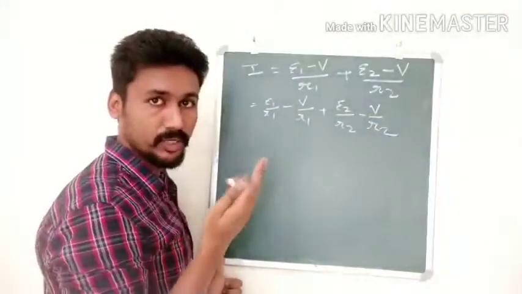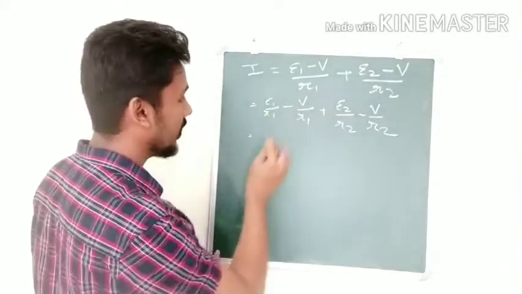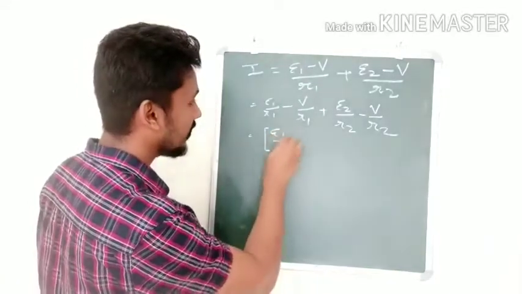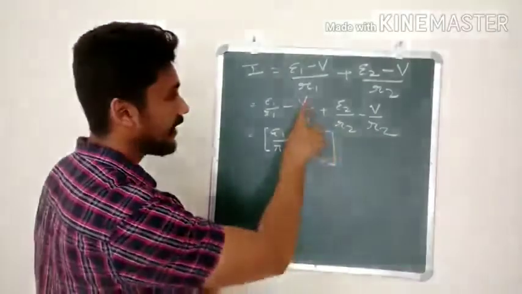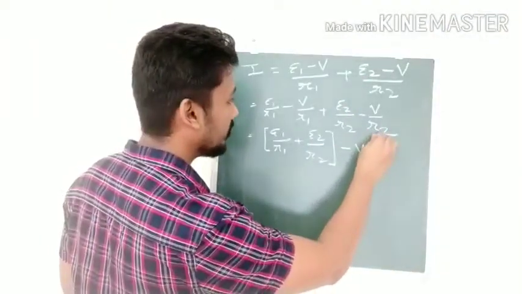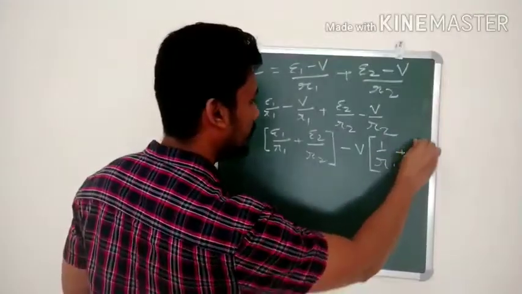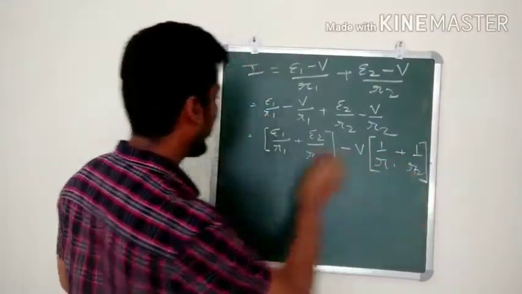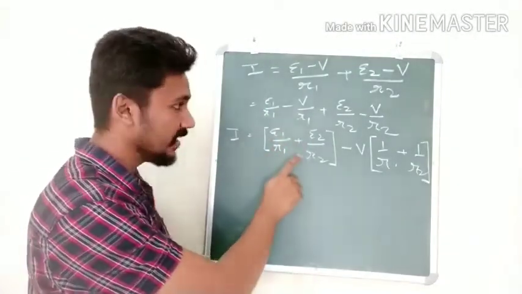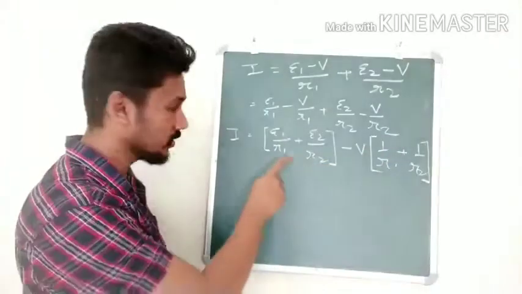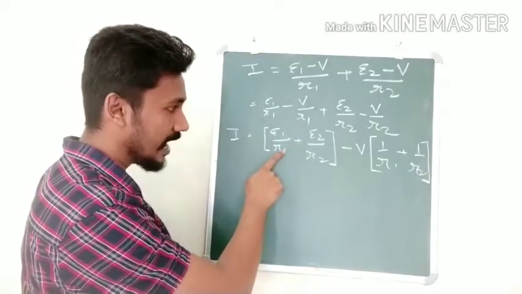Now I am sure I don't need to explain what we are doing here. Then you will take E1 by R1 and E2 by R2 in one bracket. We will write it as E1 by R1 plus E2 by R2, and here we will take V common. So we will get V out of the bracket, and we will get 1 by R1 plus 1 by R2, and this is equal to I. So solve this bracket by cross multiplication and this bracket by cross multiplication. So you should get (E1 R2 plus E2 R1) divided by R1 R2.